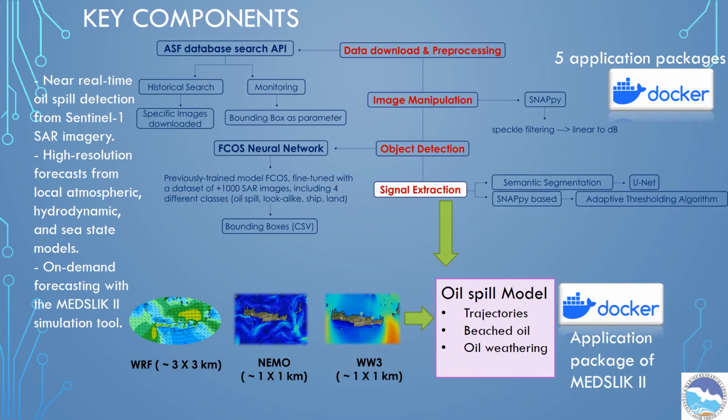The system integrates satellite-based detection using Sentinel-1 images, high-resolution atmospheric and sea state forecasting from local WRF, NEMO, and WAVEWATCH III models, and the MEDSLIC2 oil spill simulation software. An AI-based oil spill event detector triggers the simulation workflow, providing short-term forecasting of spill trajectories and fate in near real-time.